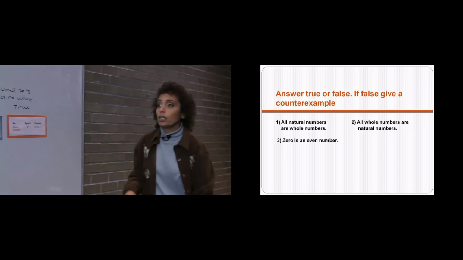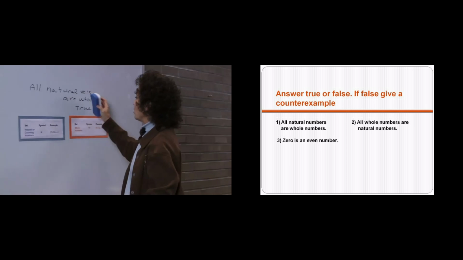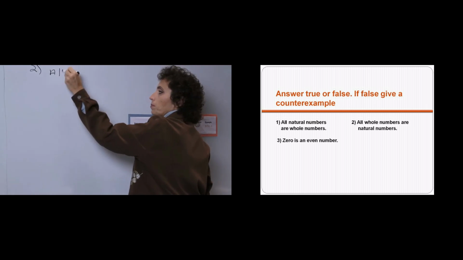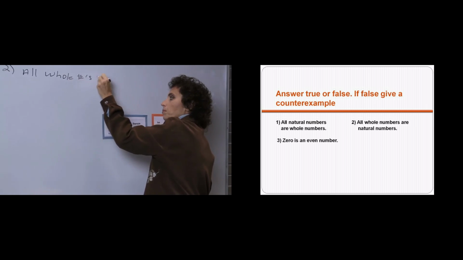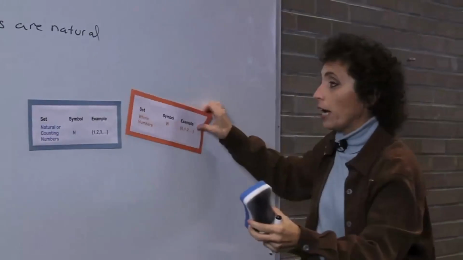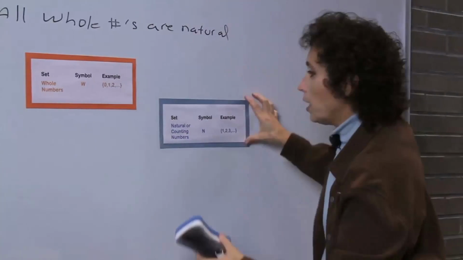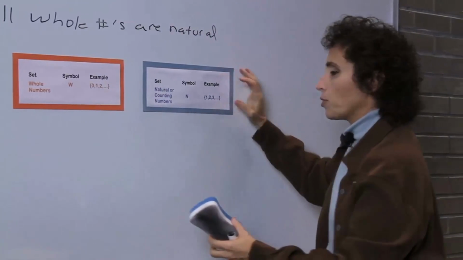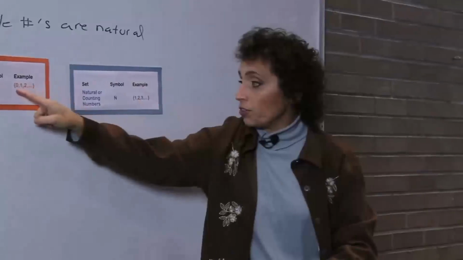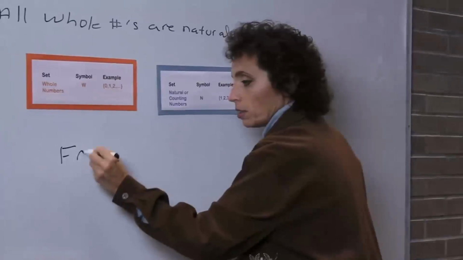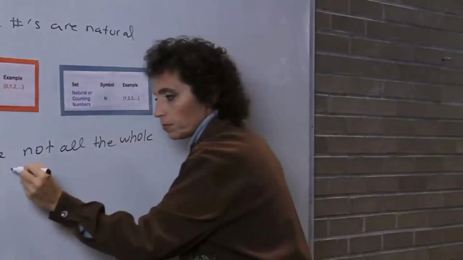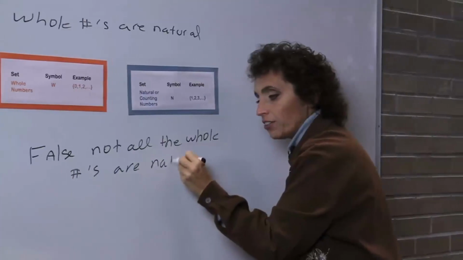Okay, let's look at the second question. The second question says, all whole numbers are natural. Now, that says exactly the reverse. Okay. So all whole numbers, that means I have this set, 0, 1, and 2, ... is every one of those in the natural numbers. Let's think about this. Do all of these live in here? Well, the 1, 2, ... does, but not the 0. So that is false. Not all the whole numbers are natural.